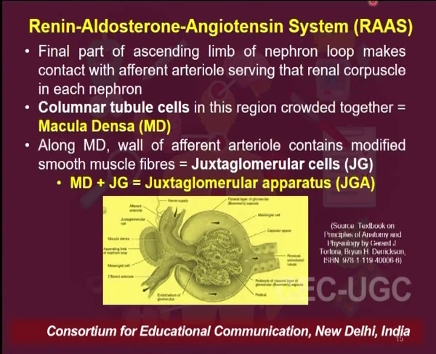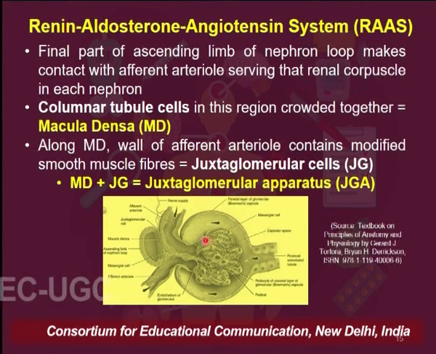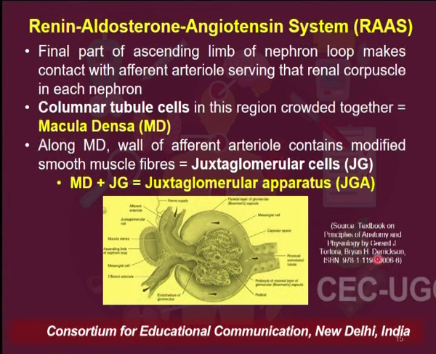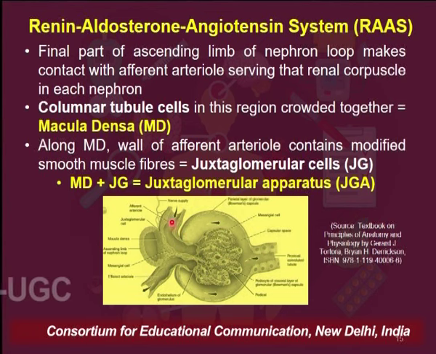Before understanding this RAS system, you need to understand a few terms, for example, the macula densa and juxtaglomerular cells. So what are these macula densa cells? For this, just have a look at this figure. So you remember the structure of a nephron. There is the Bowman's capsule, and then comes the descending loop of Henle, then comes the ascending loop of Henle, right? The final part of the ascending loop of the nephron will make contact with the efferent arteriole, which will be serving that renal corpuscle in each nephron.